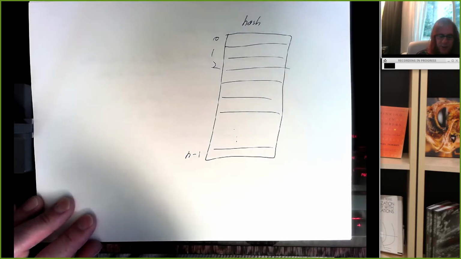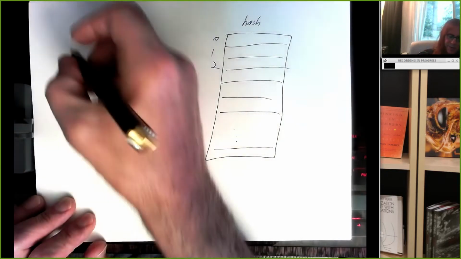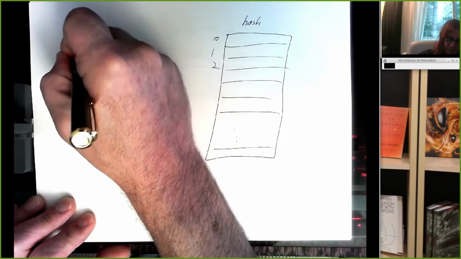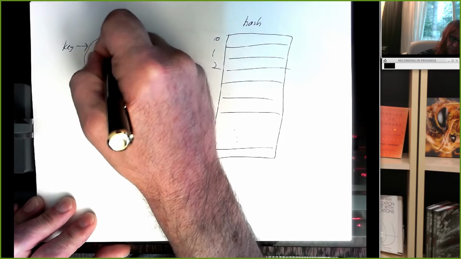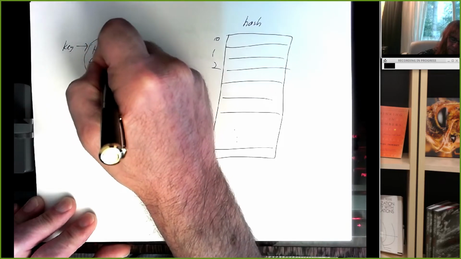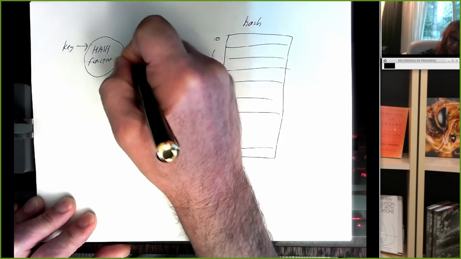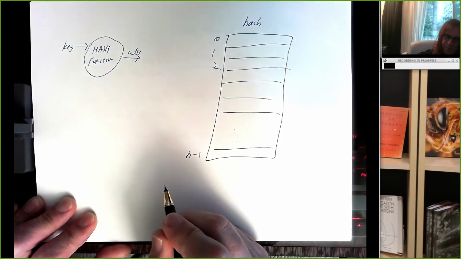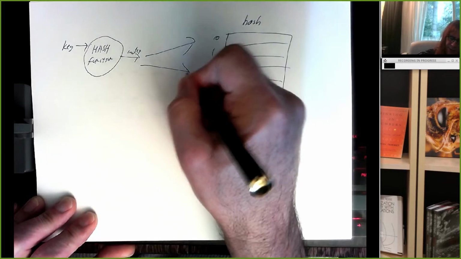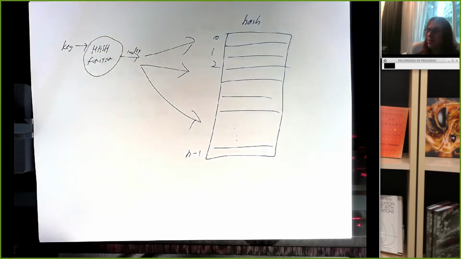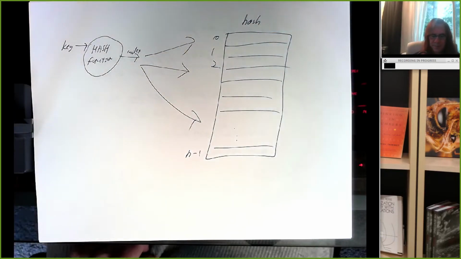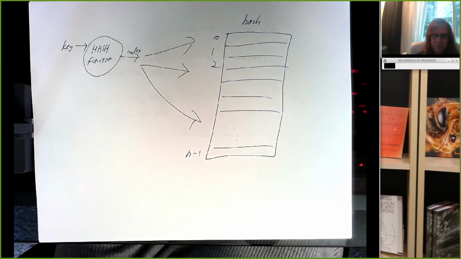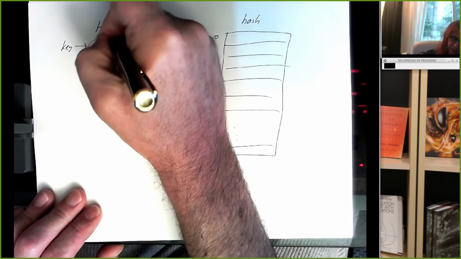So the way this whole thing works, right? You have some kind of key, and you put it into this hash function, and it gives you an index, and that index tells you where in your hash table you're going to store the data associated with that key. So let's call this hash function h.